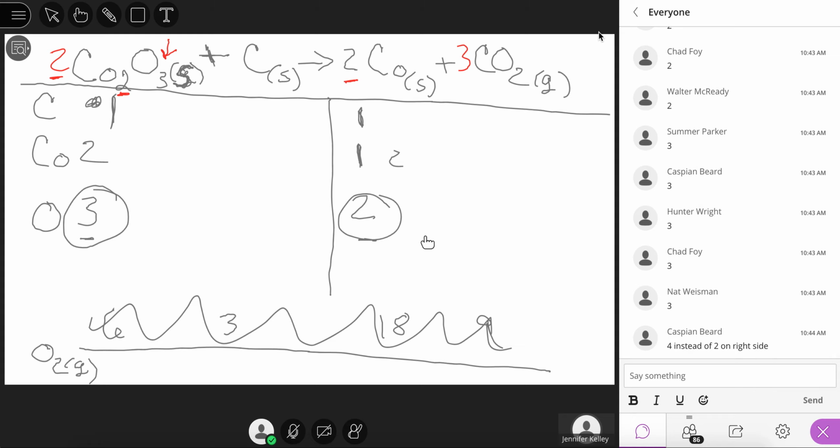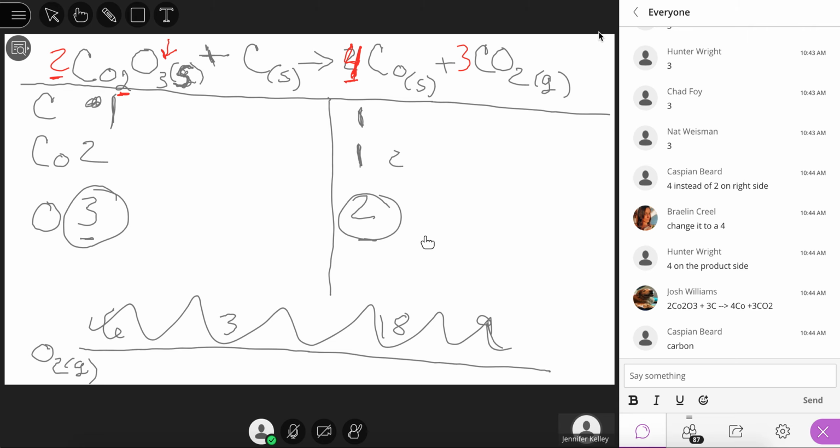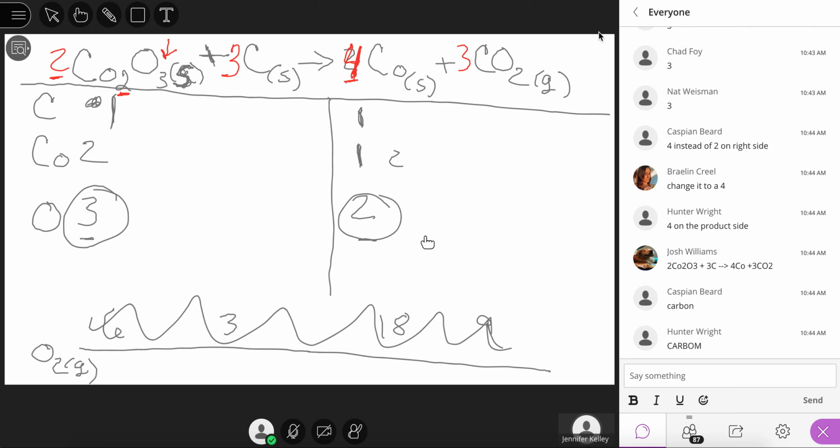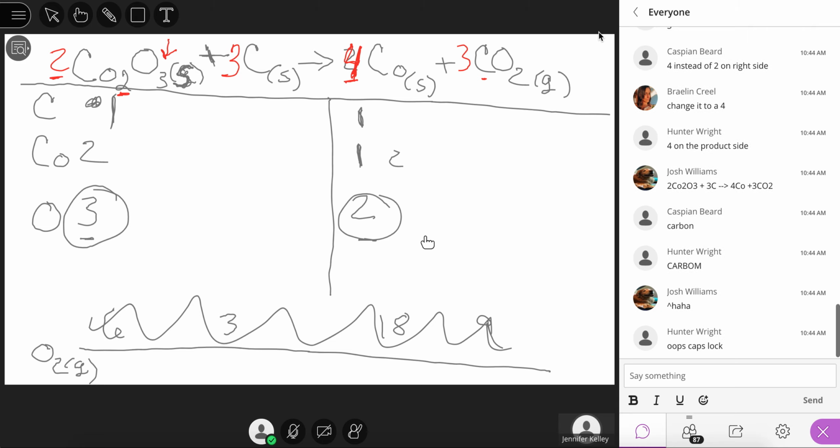I just change this to a 4. All right, so let's see if it balances. Actually, it doesn't. Does anybody see what's not balancing? Yes, the carbon, correct. Because I have 3 carbon here and 3 there. So looking at it again, just to make sure it balances, I have 3 carbon, 4 cobalt, 6 oxygen. On this side, I have 4 cobalt, 3 carbon, and 6 oxygen. So now they balance.